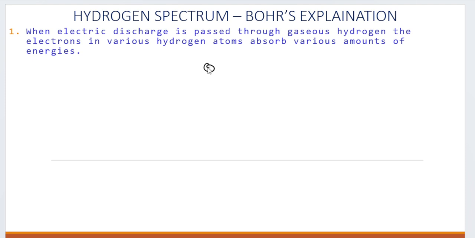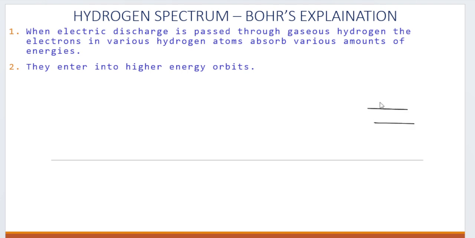Here this is the hydrogen atom. When electric discharge is passed through this gaseous hydrogen atom, the electrons present in it absorb various amounts of energy, and they enter into higher energy orbits.